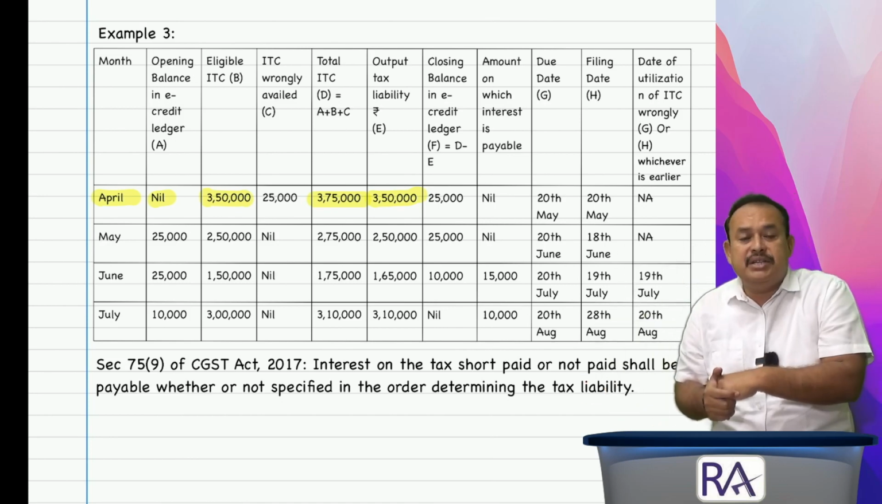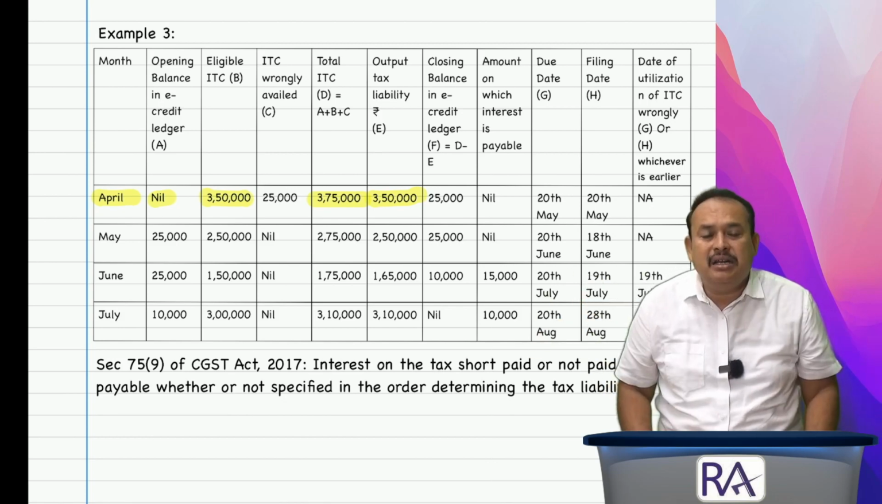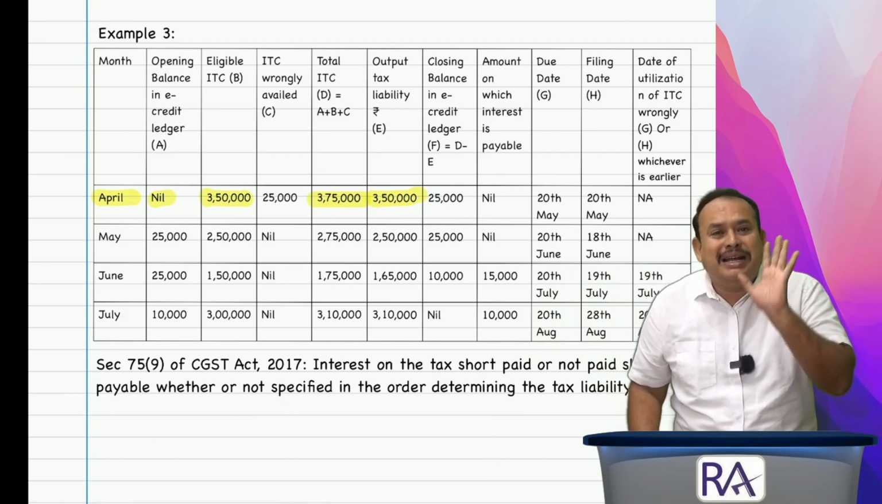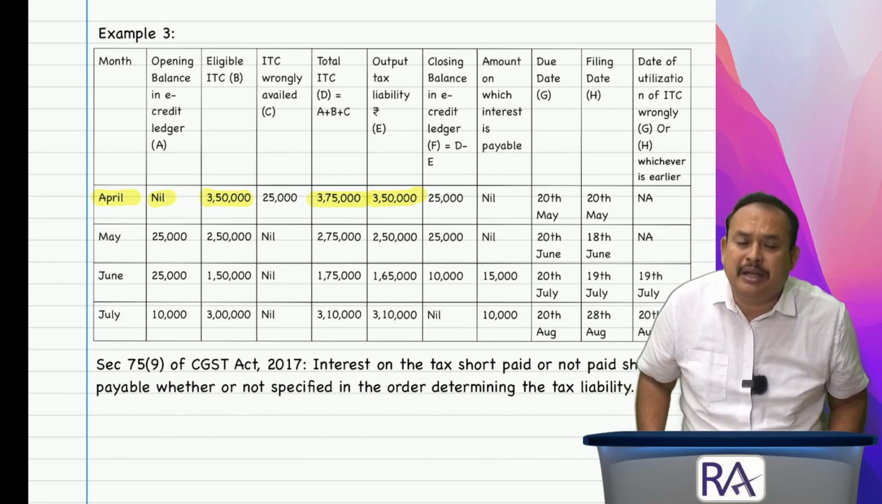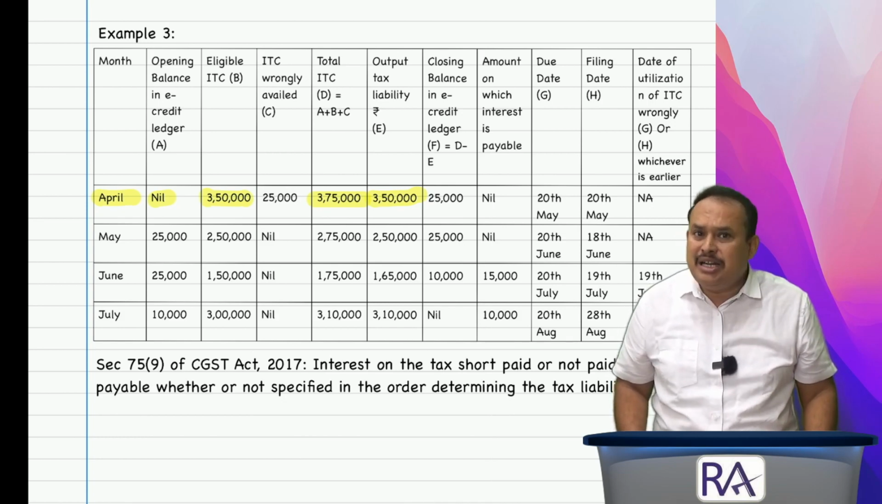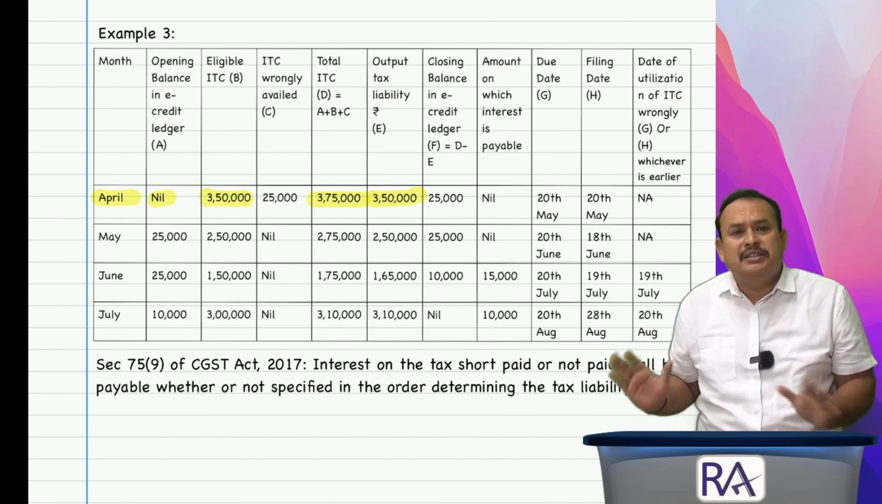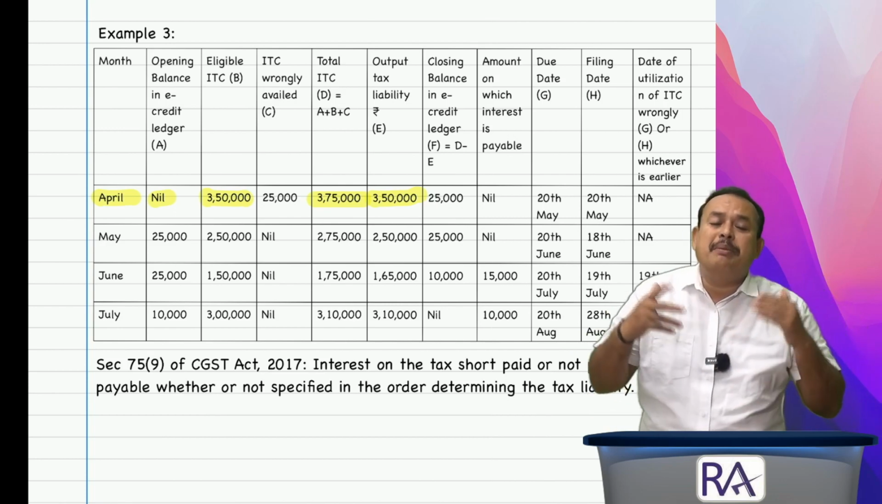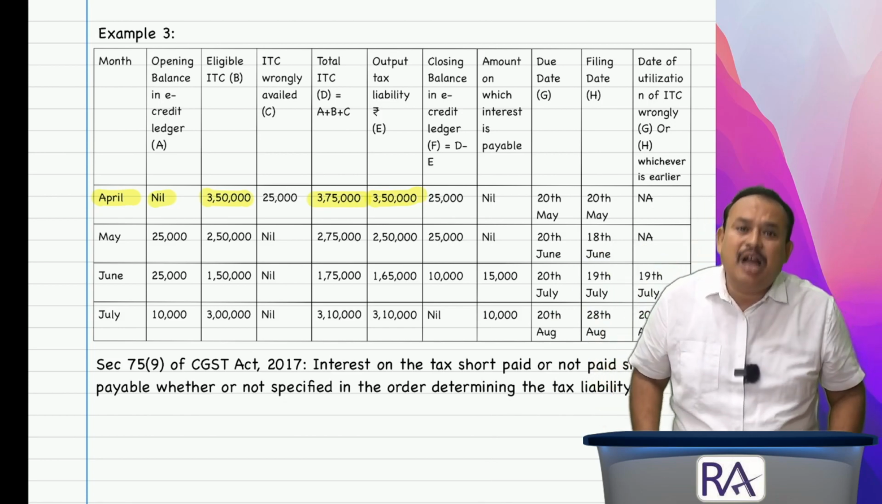In that case, have I utilized the credit? No. Reason: my credit available in the electronic credit ledger is 25,000 even after adjustment of my output tax liability. How much wrongly availed? 25,000. Have I utilized it? No, because you refer to my electronic credit ledger. How much is there? 25,000 is there. Therefore, while making the payment of GST, though I may have utilized input tax credit, still I have excess credit.